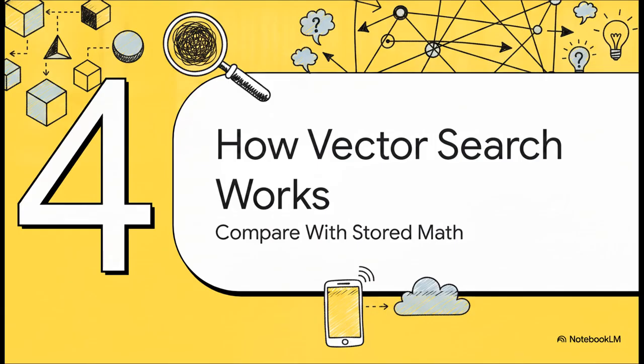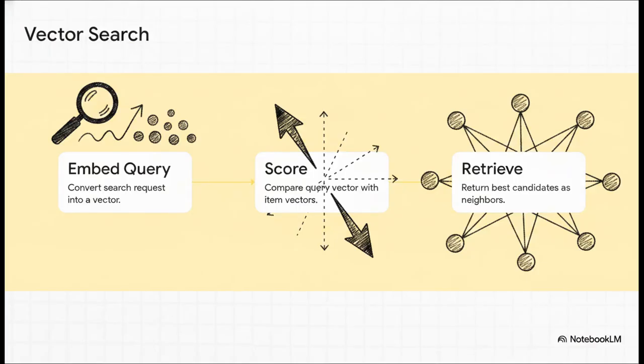Let's move to our final section, Section 4, how vector search works and how we compare our queries with stored math. The crucial point to grasp here is that vector search, which is the absolute engine behind modern AI retrieval, is just 3 straightforward steps. First, you embed the query. That means you convert the user's search request into a vector using the exact same approach used for the data. Second, you compare the score. You're looking at the directional alignment between that query vector and your stored document vectors. And third, you return the neighbors. You literally just retrieve the mathematically closest items to answer the prompt.